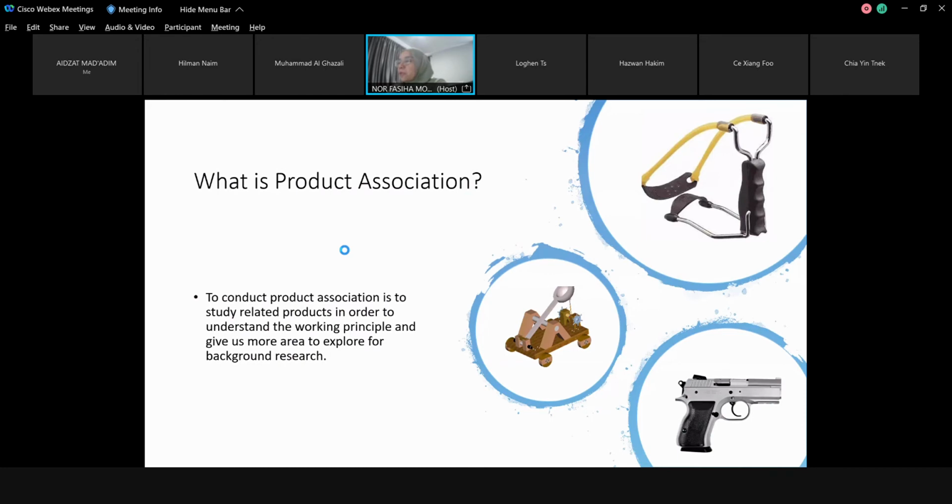For example, as you can see here in the pictures, there are three related products that could be associated to the process of triggering. These are existing concepts. So we can do product association to understand the working principle of these products to trigger. For example, your task is for triggering, so these are the products that you can use for product association.